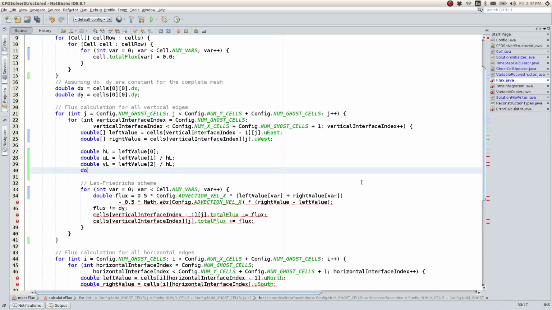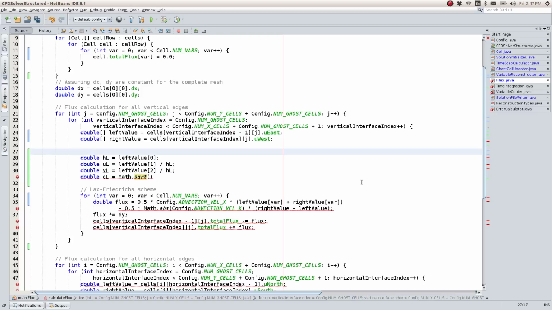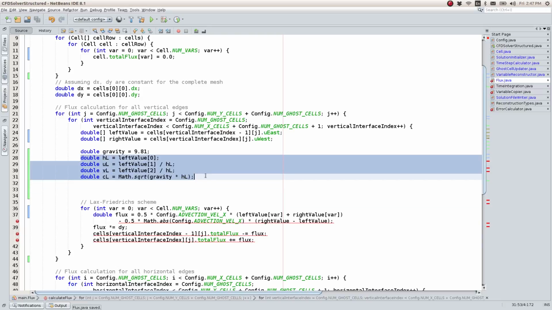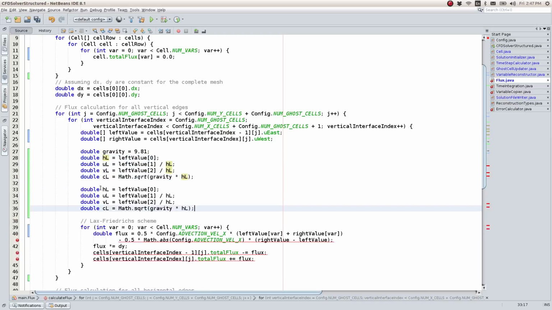Oh, I also need the CL, that should be equal to square root of, so let me say double gravity is equal to 9.81. So gravity multiplied by HL, that will be my CL. Now same thing will also follow for the right hand side values.